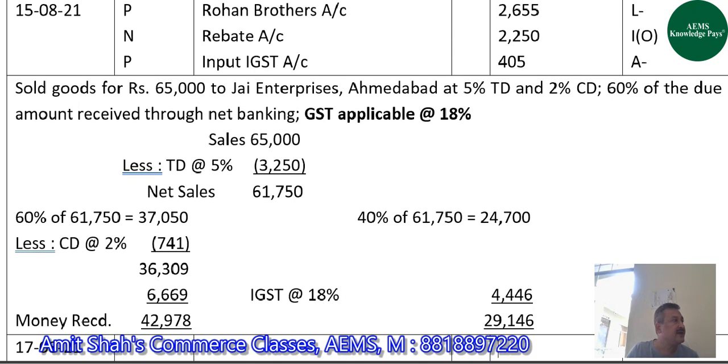I hope guys you all are understanding the calculations. Yes or no? Yes.